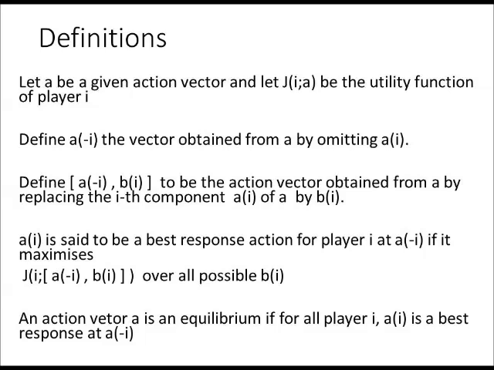Given a vector A, a_i is said to be a best response if it optimizes the utility of player i when all the others stick to their policy a_j. A Nash equilibrium, then, is a vector A such that each player is playing its best response against the policies of the other players.